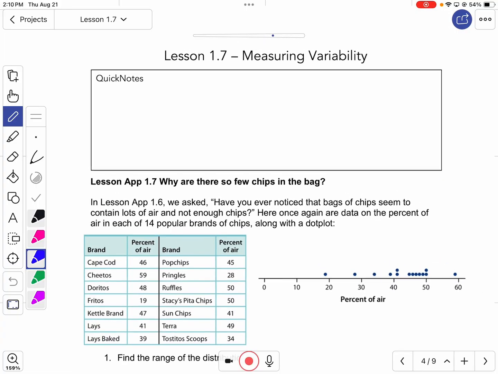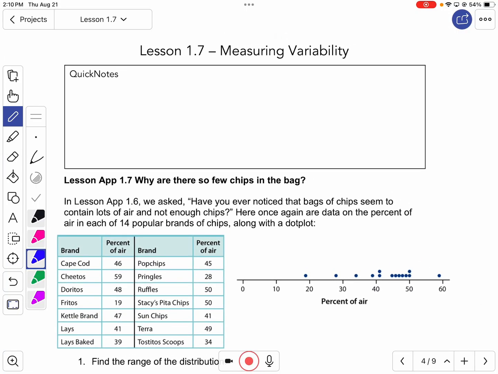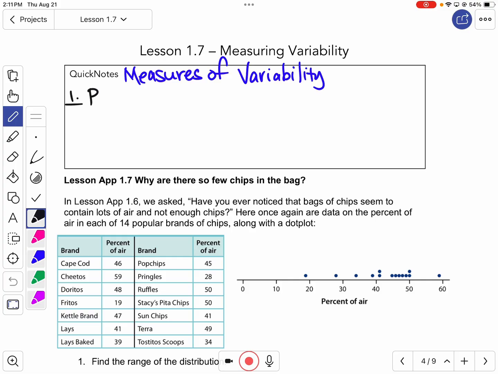All right, rock and roll. Measures of variability. Okay, so write this down. If they say something about measures of variability. Number 1 is the range. We're going to do maximum minus minimum. Okay, we're going to pull that from our table. Maximum minus minimum. All right, so that's our first measure.